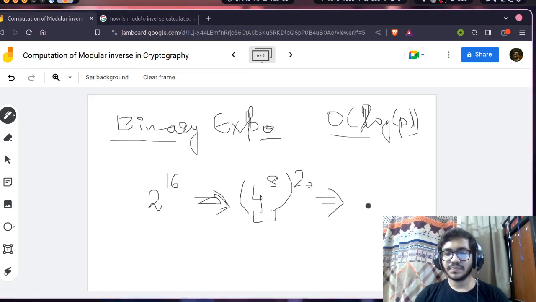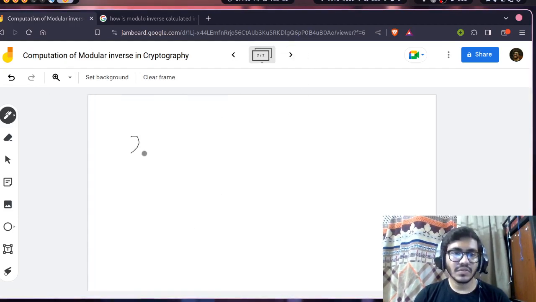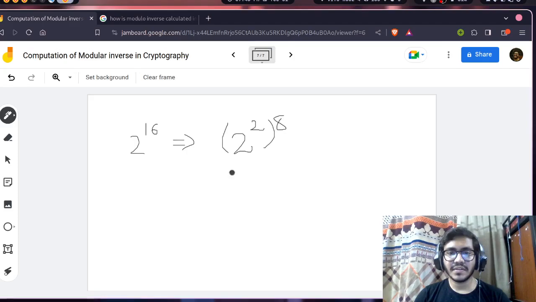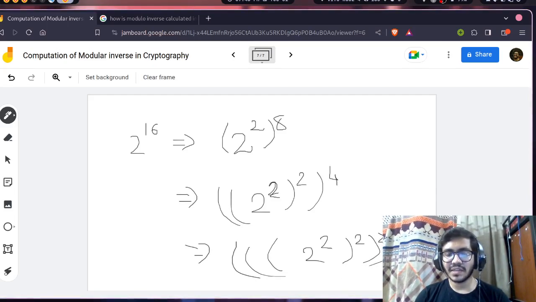So if you can capitalize on this, why stop here? We can again break it down. We can actually do better, and 2 raised to the power 16 can be written as 2 raised to the power 2 raised to the power 8, that is 2 raised to the power 2 to 4, and you can keep on doing this and you will get something like this, right?